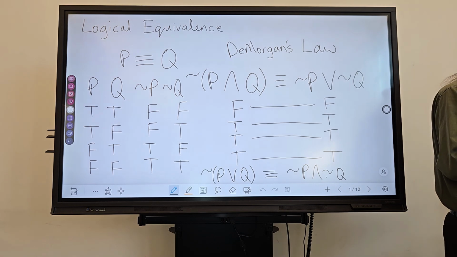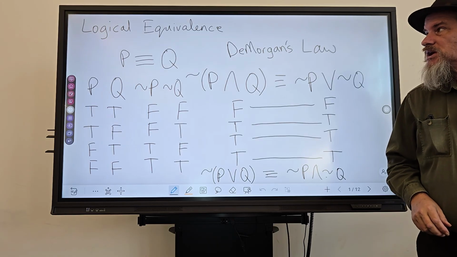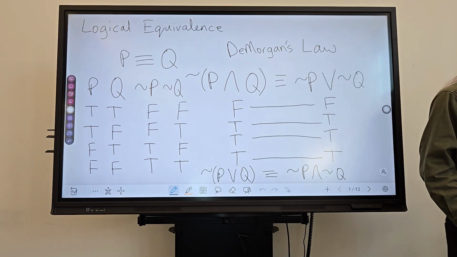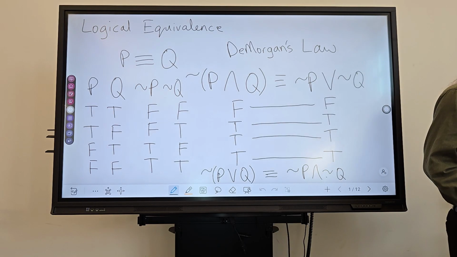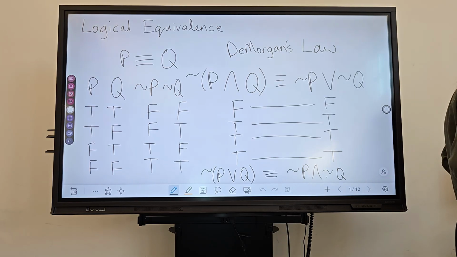Today we're going to talk about logical equivalence. First off, read this definition from the book here. Two statement forms are called logically equivalent if and only if they have identical truth values for each possible substitution of statements for their statement variables.